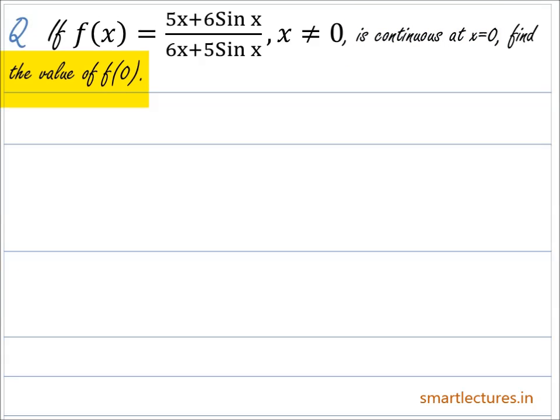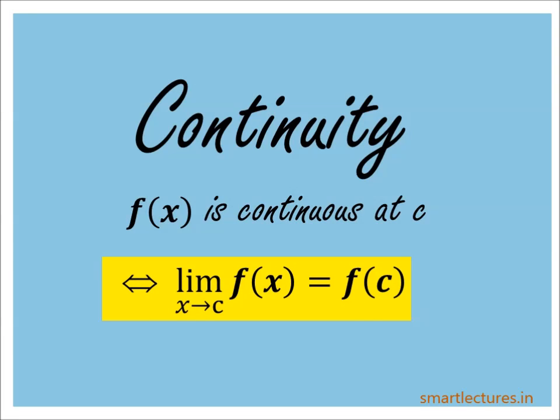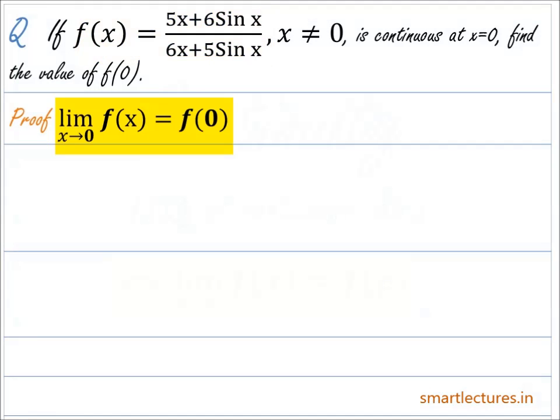Now from the definition of continuity, you know it very well that a given function f of x is continuous at a given point c if and only if the limit of the given function at the point x equal to c is equal to the value of the function at the point x equal to c. So the given function will be continuous at the point x equal to 0 if and only if limit x approaches 0, f of x is equal to f of 0.